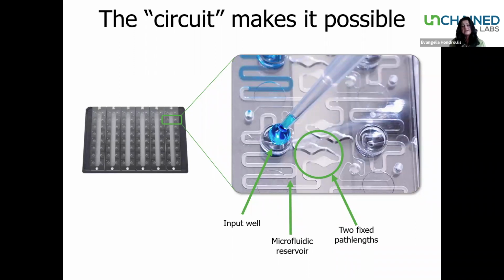And as you can see here circled, we have two fixed path lengths where your sample is read. It's a 0.1 millimeter and a 0.7 millimeter path length. And because we have these two, you get a higher dynamic range when it comes to optical density. The range is 0.03 all the way up to 275 optical density. And this correlates to 0.02 mg per mL to 200 mg per mL for protein concentrations.